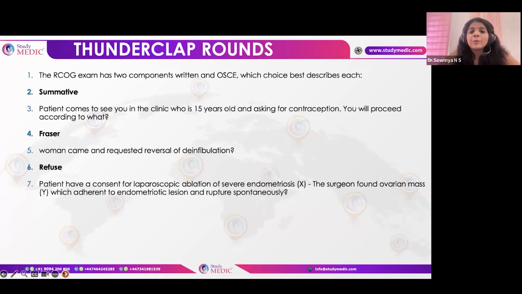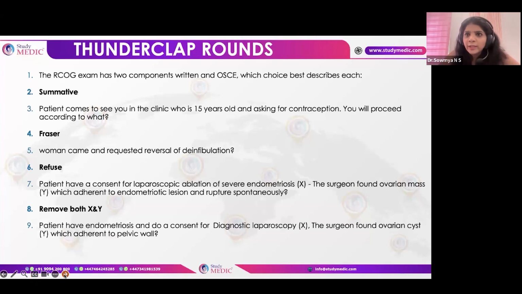Patient has consented for laparoscopic ablation of severe endometriosis, which is X. Surgeon found an ovarian mass Y, which is adherent to the endometriotic lesion and ruptures spontaneously. What would you do now? Because during the procedure it has ruptured, and probably they have taken an ablation consent. And obviously there is always a line in the consent form which talks about any additional procedures required. So in that case, you would have filled in probably repair of injury to the organ or blood transfusion and things like that. So here you can go ahead and remove both X and Y.